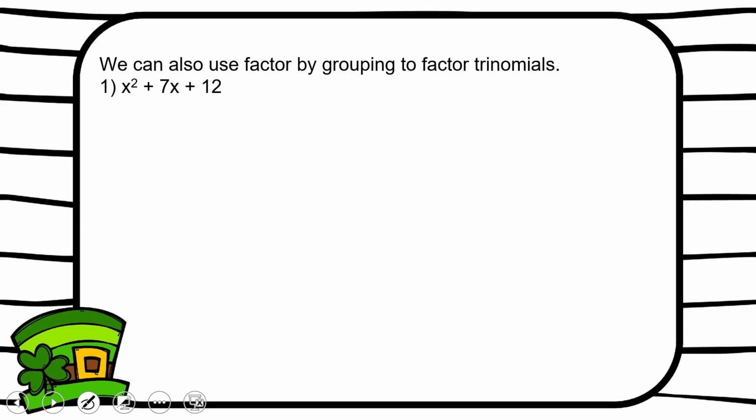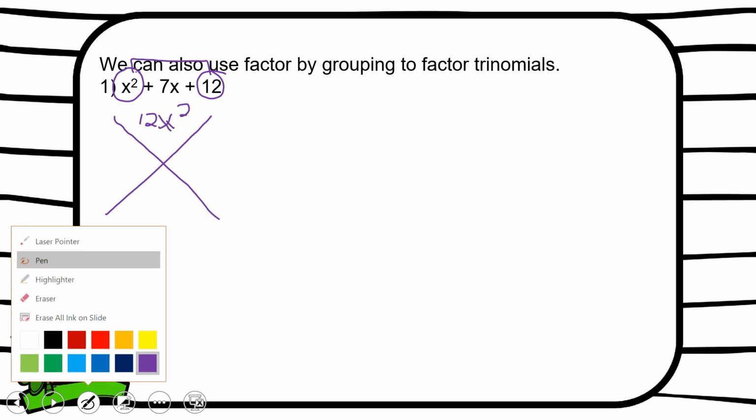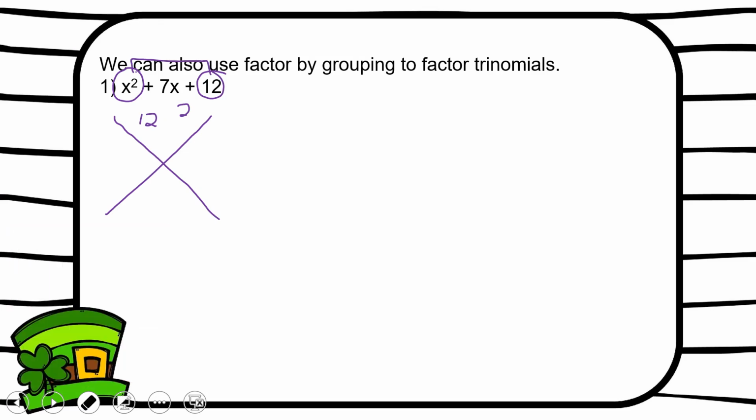Now, if we are going to factor by grouping, what I'm going to do is turn this trinomial into a 4-term polynomial, and we're going to use what we call the big X. The top of your big X is always your A term times your C term. So in this case, that would give me a 12x squared. It's a very ugly X. Let's see if I can fix that.